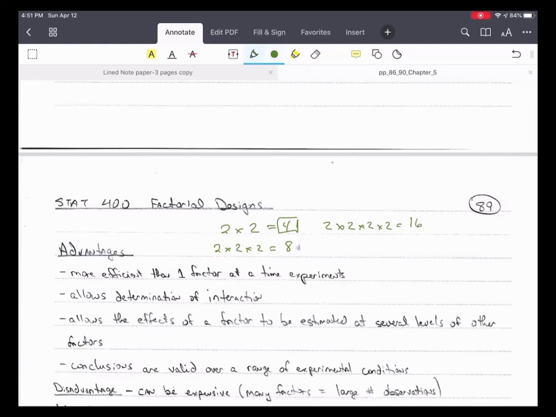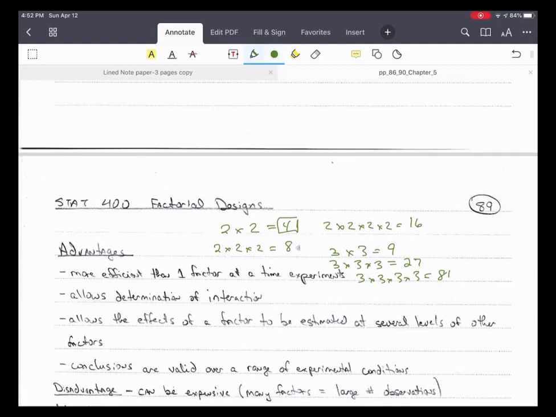Then if we talk about a 3 by 2, so we'd have 2 factors of 3 levels each, that's 9 experiments. And then 3 times 3 times 3, if we had 3 factors at 3 levels, that's 27. And 4 factors at 3 levels, that's 81. So the number of tests increases exponentially.